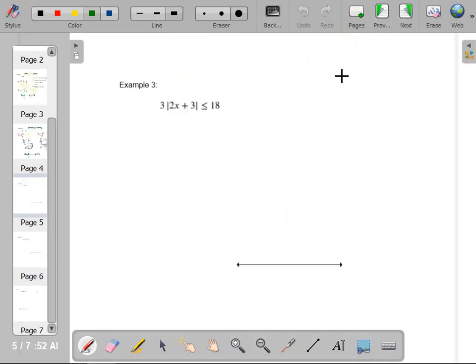Couple more. Is this again 3? Okay. This one's a little trickier because here the absolute value is not by itself yet. So to do this one, you need to first get rid of that times 3. And the way you get rid of the times 3 is you divide both sides by 3. So now we have the absolute value of 2x plus 3 is less than or equal to 6.